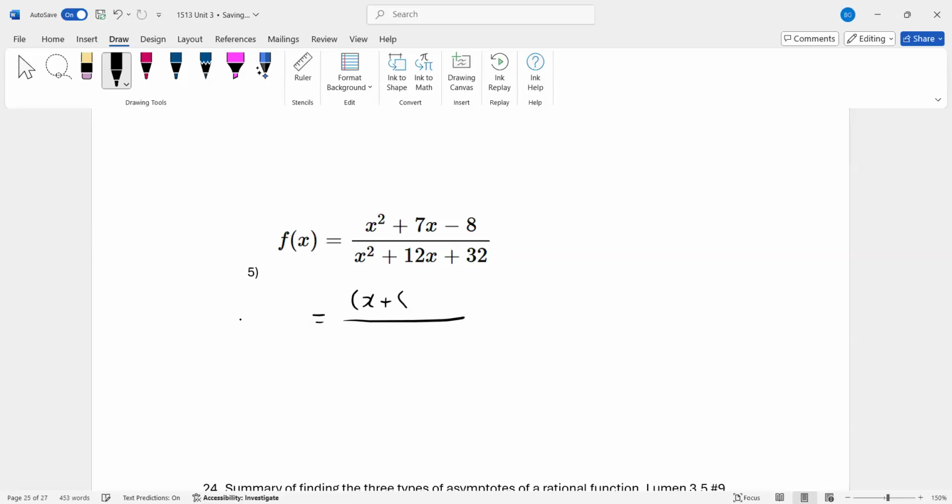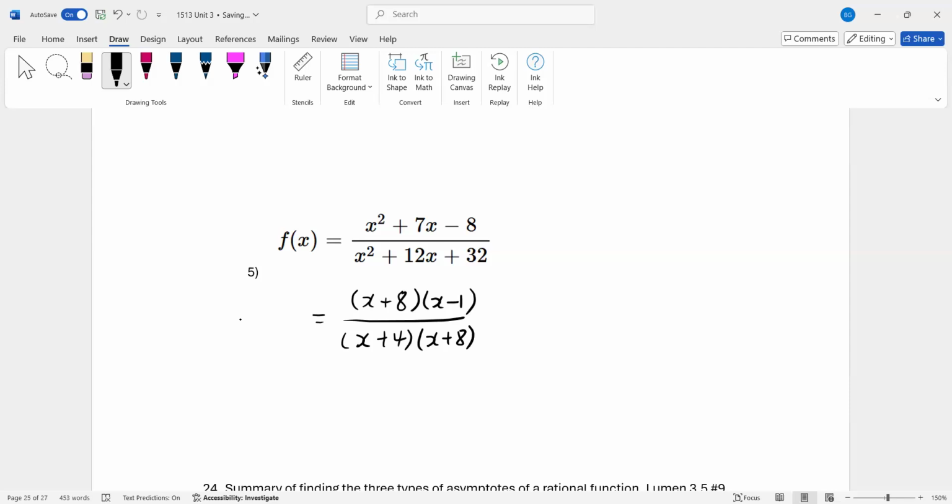x plus 8, x minus 1. You need to be able to quickly get them done. Positive 8, negative 1, multiply to negative 8, add up to 7. And the bottom, x plus 4, x plus 8. 4 times 8 is 32, 4 plus 8 is 12.